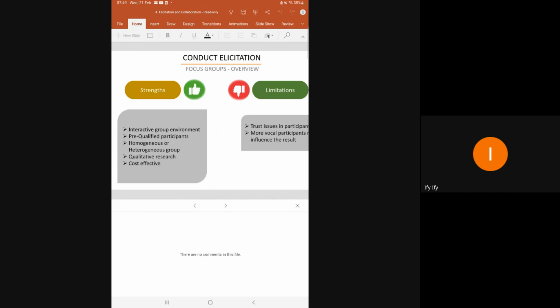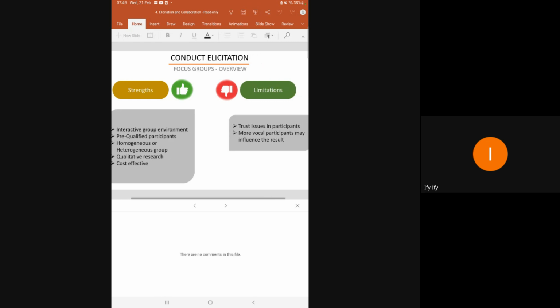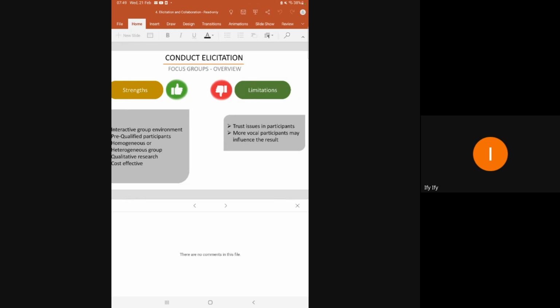The strength of focus groups is the interactive group environment. Pre-qualified participants should be there. Homogeneous or heterogeneous groups. Qualitative research, cost effective. Now, limitations will be trust issues in participants. More vocal participants may influence the result. These are common problems we get. One or two persons will hijack the entire discussion. Then it will be a problem.